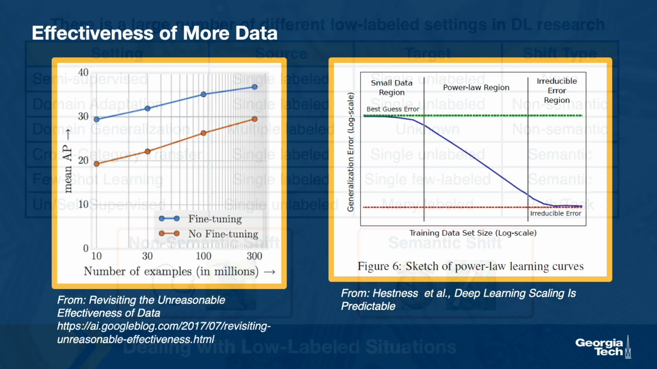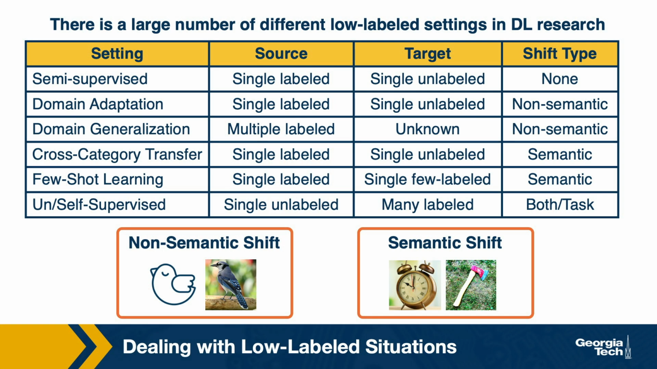Finally, there's a lot of interesting research that's being done on the other end of the spectrum. That is, how far can we push in terms of reducing the number of labeled data? Unfortunately, in this field, there's a lot of different settings. So we have semi-supervised learning, where we have a single labeled data set and a single unlabeled data set. And typically, the amount of labeled data is much less than the unlabeled data. But there's no shift between the two.